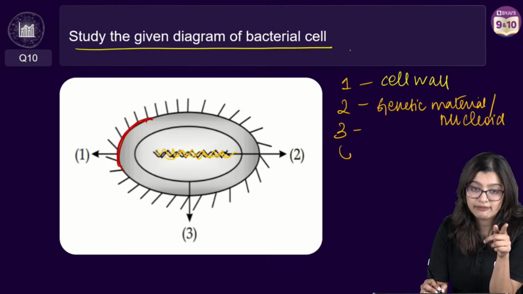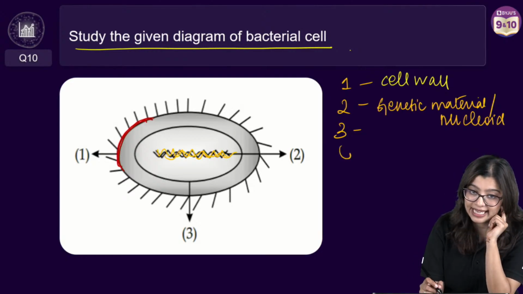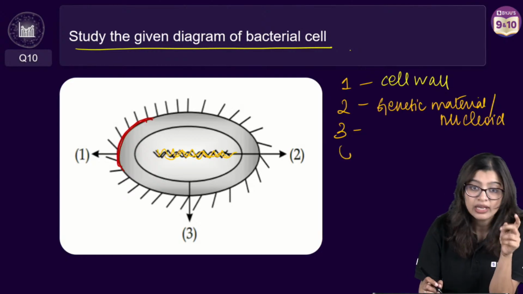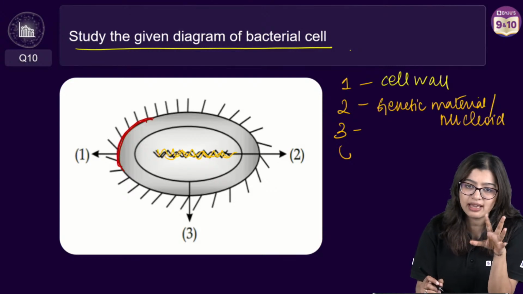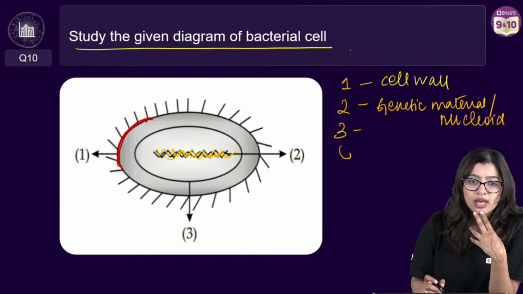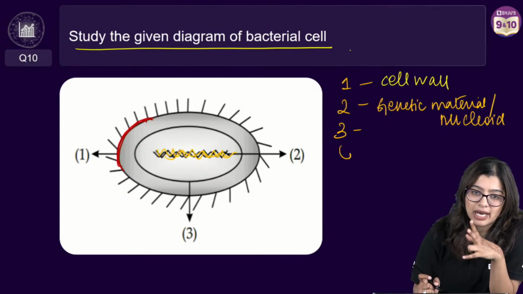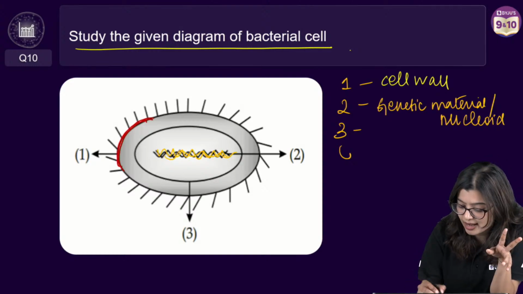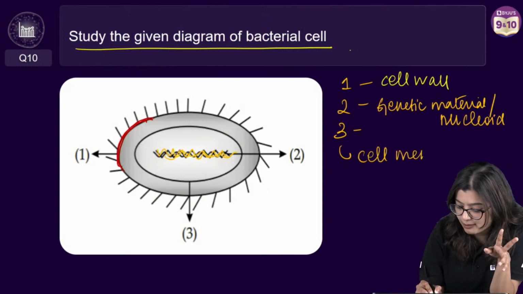Then what is 3? Very good, Tanmay. Very good, Zaid. Yes, very, very good. Naitik, it's not chromosome. Keep genetic material for now. Very good, Kriti. Deepak, awesome. Awesome, Kartikeya. 3 is going to be cell membrane.